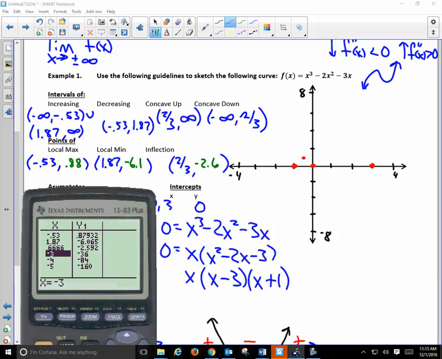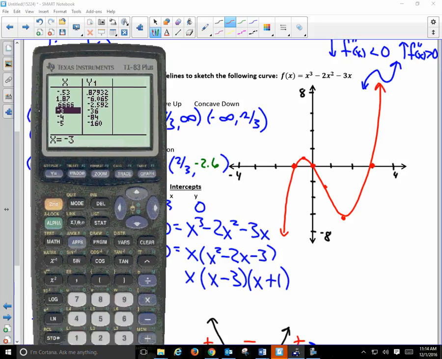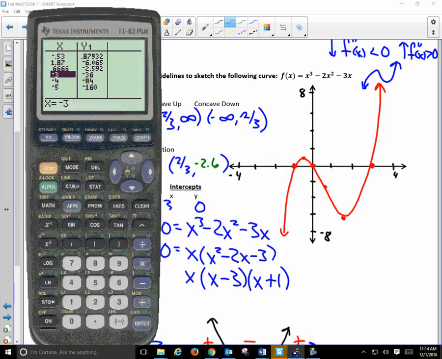And then 1.87, so that's over here. Negative 6, right about there. And then 2/3, negative 2.6, right about there. And we know it starts by increasing. Those are from my x-intercepts that we determined originally. When we get back, we'll check that out. We have one more example left.